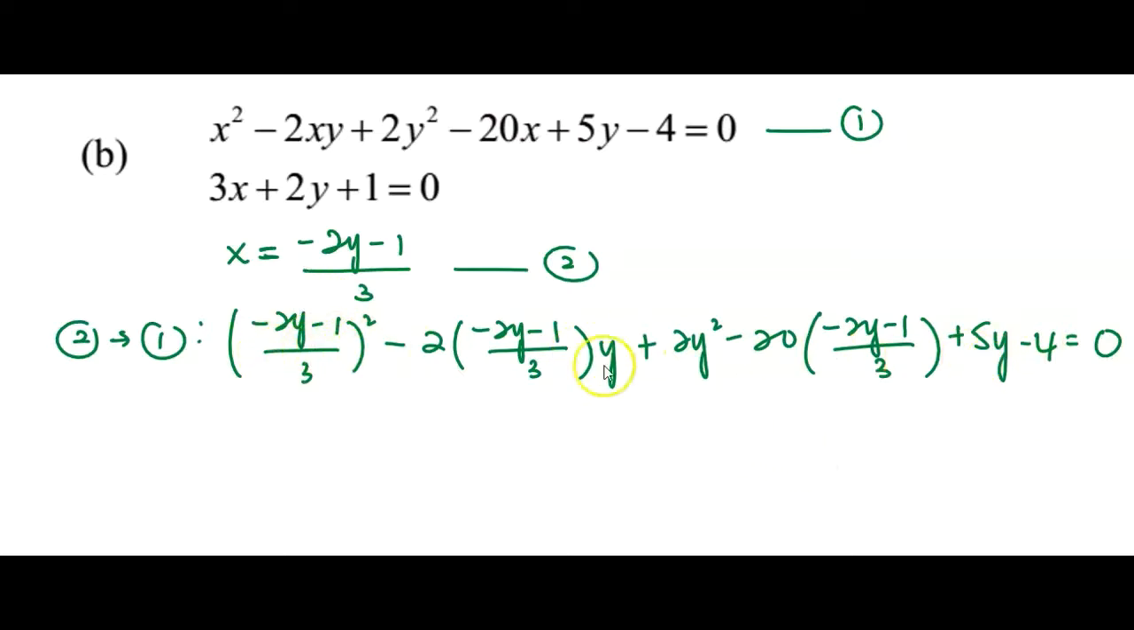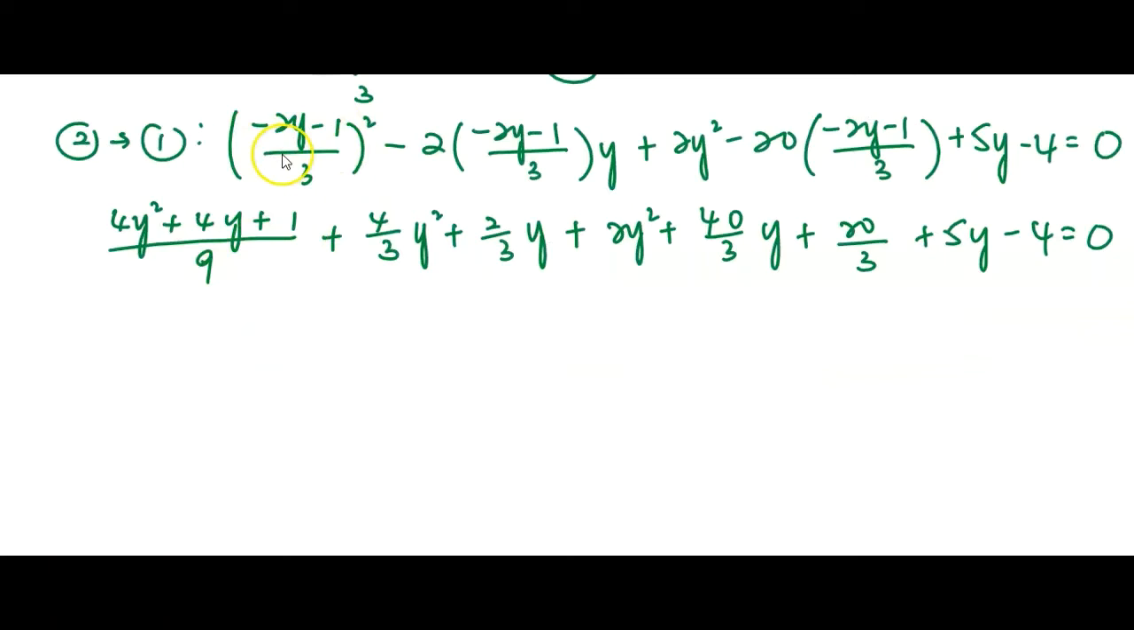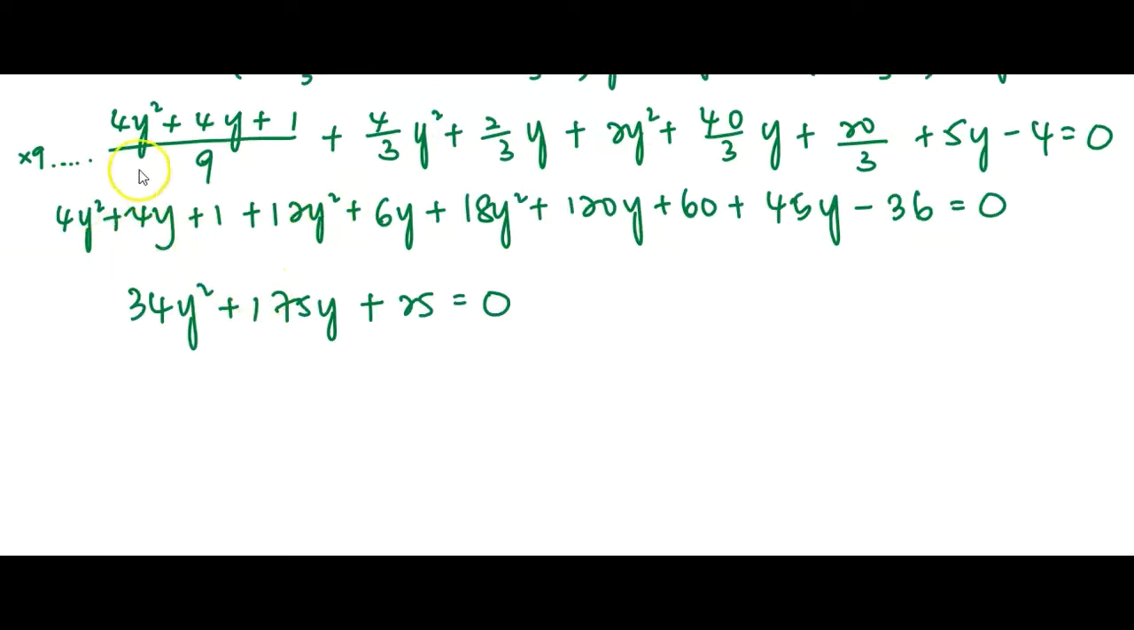Trying to simplify it, expand and simplify. When I expand all this, I got this. Now I will collect all the like terms and multiply every term by 9 so that the denominators 9 and 3 will be eliminated. I'm going to multiply both sides by 9. After I have simplified, I multiply all the terms by 9, simplify and collect all the like terms together. I form 34y squared plus 175y plus 25 equals 0.